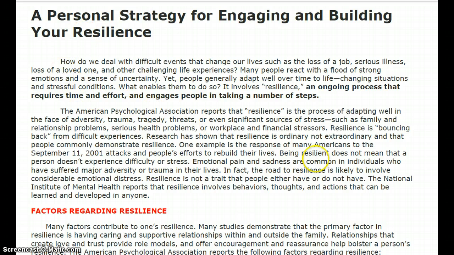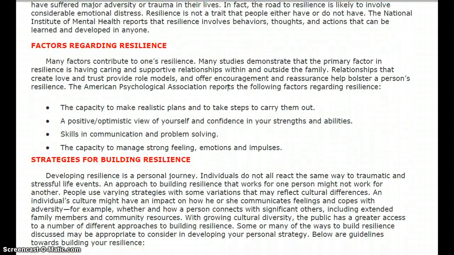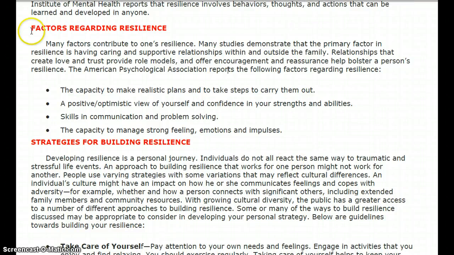This part is the thesis statement. It explains what resiliency is. There are 3 supporting key points. The first key point with a paragraph below it is factors regarding resilience. You'll read that. The second key point with a paragraph below it is strategies for building resilience. So you'll read the paragraphs.